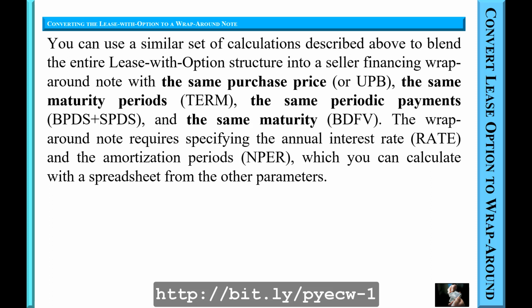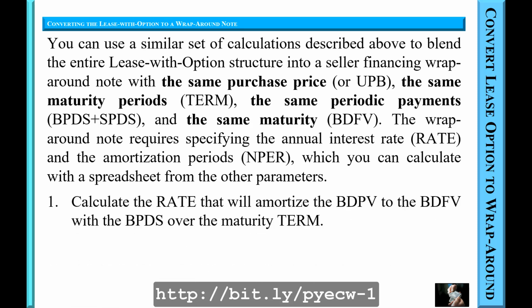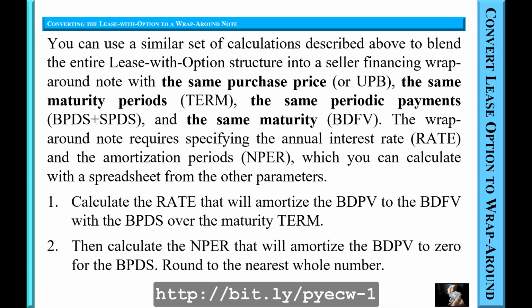The wraparound note requires specifying the annual interest rate and the amortization periods, the number of periods to fully amortize, which you can calculate with a spreadsheet from the other parameters. Calculate the rate that will amortize the blended debt present value to the blended debt future value with the blended periodic debt service over the maturity term. Then calculate the number of periods to fully amortize the blended debt present value to 0 for the blended periodic debt service. Round to the nearest whole number.